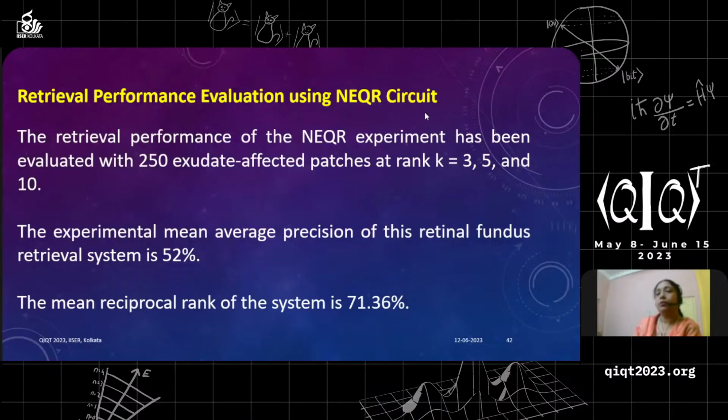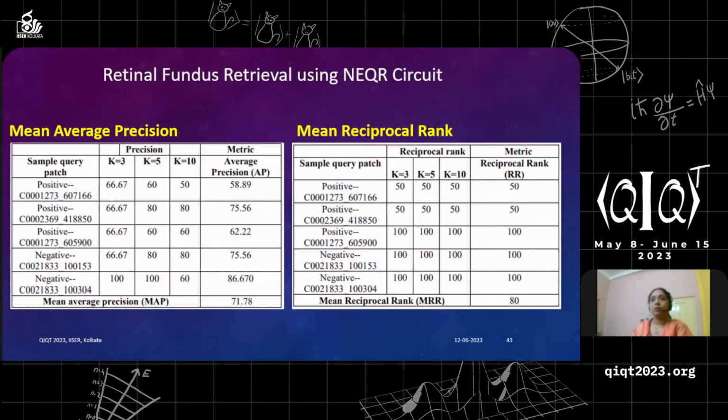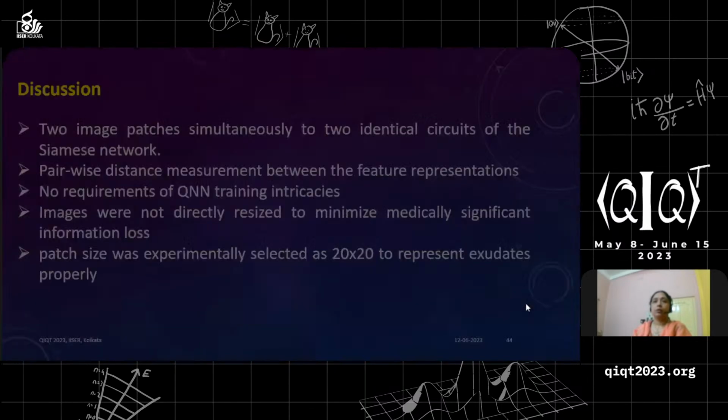Regarding the NEQR circuit implementation, we have considered K equal to 3, 5, and 10. The experimental mean average precision in this experiment was 52% and the mean reciprocal rank was 71.36%. The result could be more impressive, but in this case, it is not that impressive. Similarly, if we consider different sample patches for this experiment, for K equal to 3, 5, and 7, these are the precision values and the mean average precision value. And for these particular samples, the mean reciprocal rank is this much.